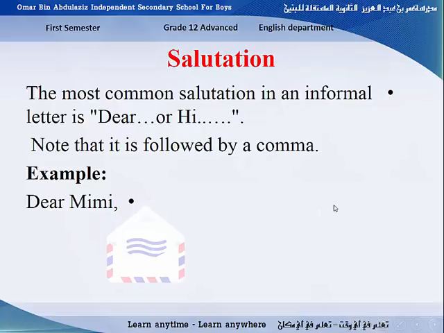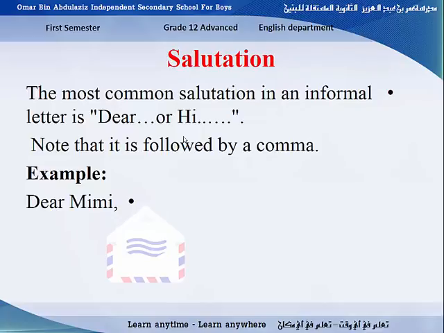So here, the most common salutation in an informal letter, you can say Dear or Hi. But let me remind you, if you are starting with Dear, you have to write the name of the person you are writing to without any titles. For example, if you are writing to Muhammad, you say Dear Muhammad, Dear Jasim, Dear Ali. You can't put any titles before the names because it's an informal letter. Or instead of writing Dear, you can just write Hi Muhammad, Hi Ali.